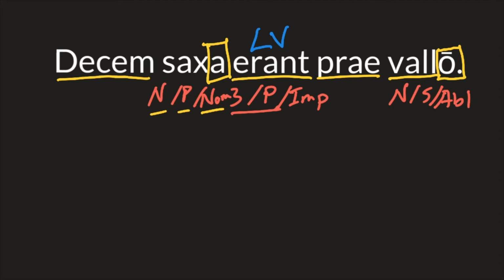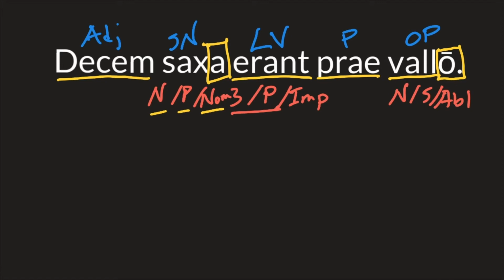Now we just need to label everything. Decim, a number, is an adjective. Soxa, being nominative, is our subject. Pry is a preposition, and then wallow is going to be the object of the preposition.